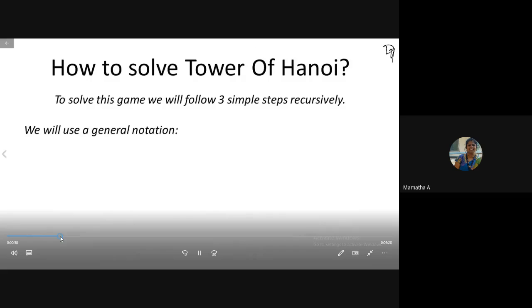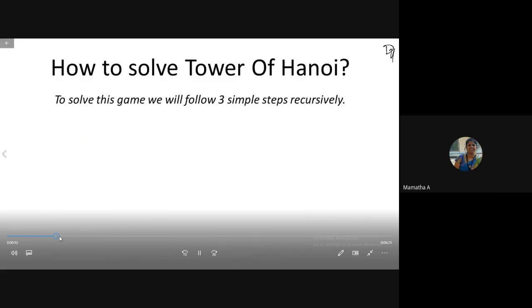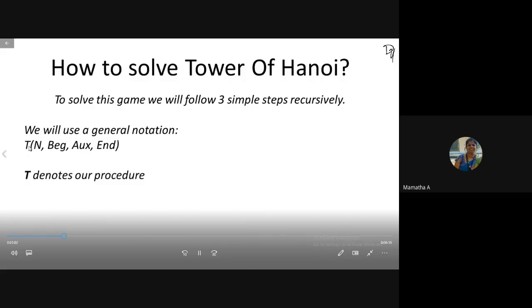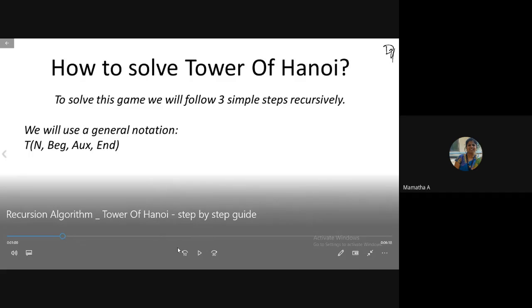So no, students. How to solve this now? It is recursively we are solving it. So we will use a general notation here. T is the name of the function where N is what, students? What is N for me?